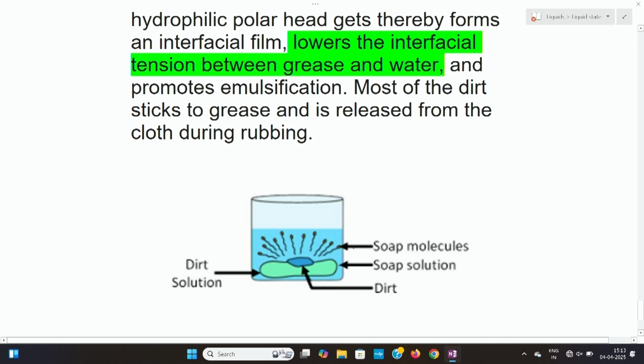When we rub that one, our dirt will be removed, or oil or grease will be removed from our dress. That is the cleansing action of soaps. There the surface active agents will reduce the interfacial tension between the water and the immiscible liquid, that is grease or oil. Here we have taken examples as sodium stearate, then sodium lauryl sulfate, and cetyl trimethyl ammonium chloride.